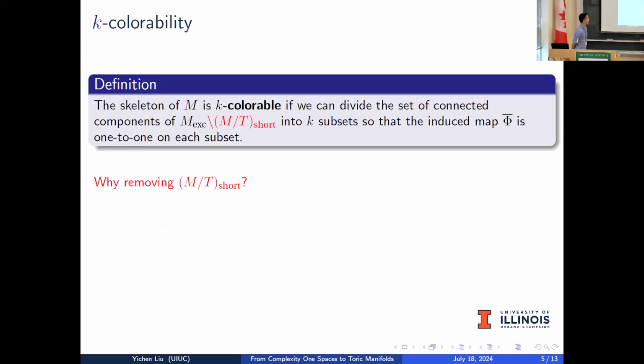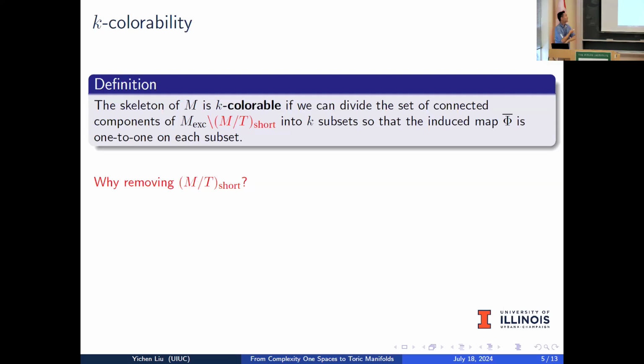So let me give you the formal definition. I will say the skeleton is k-colorable if I can divide the set of components of the tall part of the skeleton into k parts, so that on each part the moment image is injective. You may ask, why do I need to remove that? But before I even talk about it, let's verify I actually gave the same definition as Joey. If the space is tall, there is no short skeleton, so this is exactly the definition Joey gave you. Okay, great. I'm not doing something wrong.